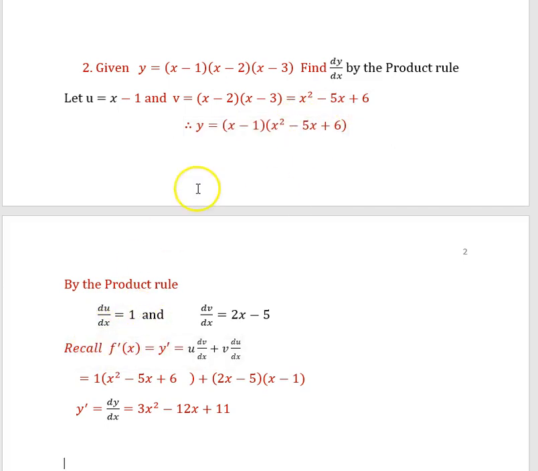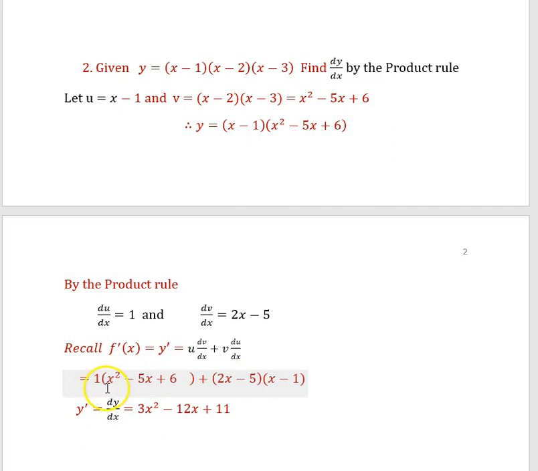Let's differentiate u. If you differentiate u, your x gives you 1, and that will give you 0. So it means du/dx is 1. If you differentiate that as your v, it becomes 2x minus 5. And that's there. And the next thing to do is to cross multiply your u times dv/dx and your v times du/dx. And that's what you have here when you do that.